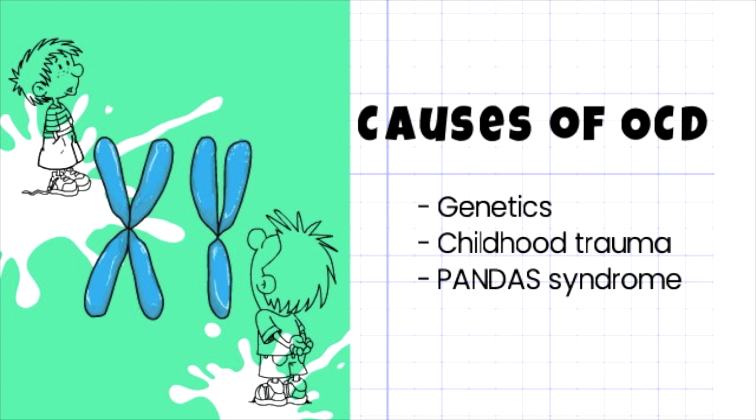PANDAS syndrome is pediatric autoimmune neuropsychiatric disorders associated with streptococcal infections. It describes a group of conditions that can affect children who have had strep infections, such as scarlet fever and strep throat, and OCD is one of these conditions.